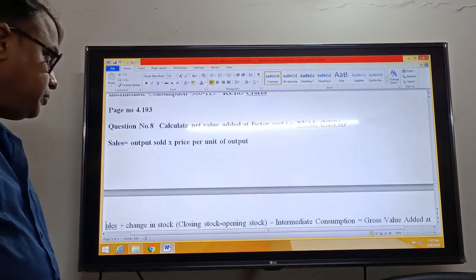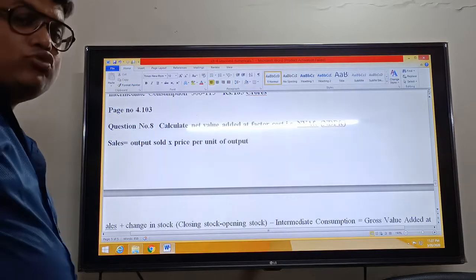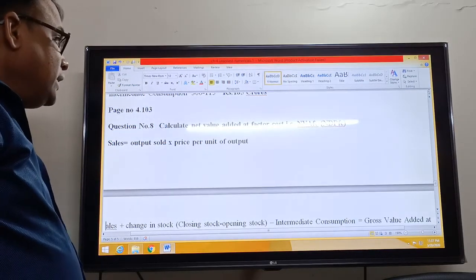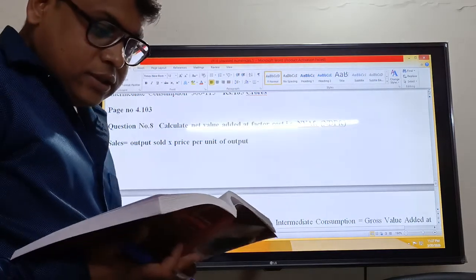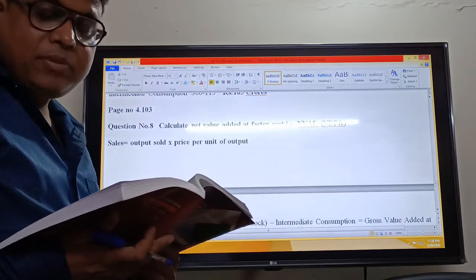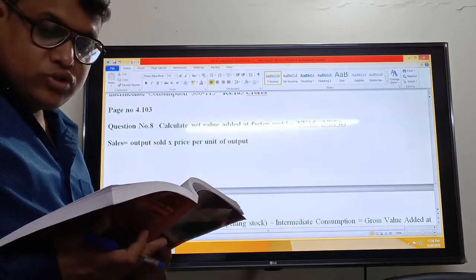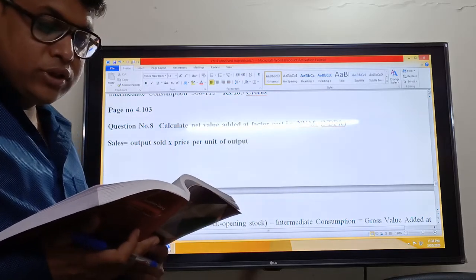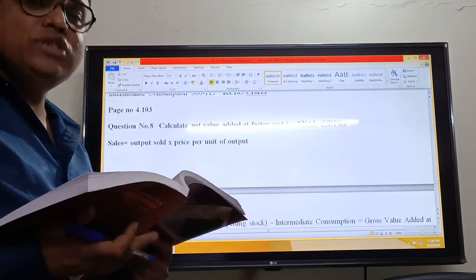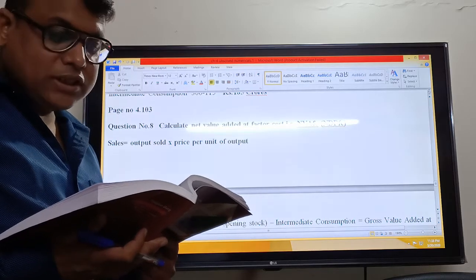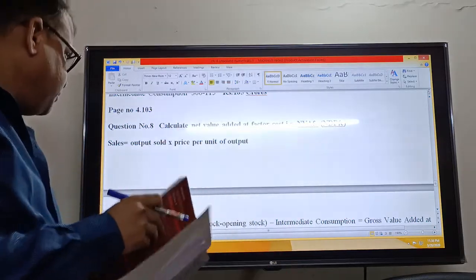Now question number 8, page number 4.103, means the next page. Question number 8: calculate NVFC or NDPFC. I read the statement. Particulars are given. Consumption of fixed capital, that is your depreciation. GST means IT. Output sold means number of units sold. Price per unit of output, price of output. Net change in stock means change in stock. Intermediate cost means intermediate consumption. Subsidy is part of NIT. The items are given. Let's start.